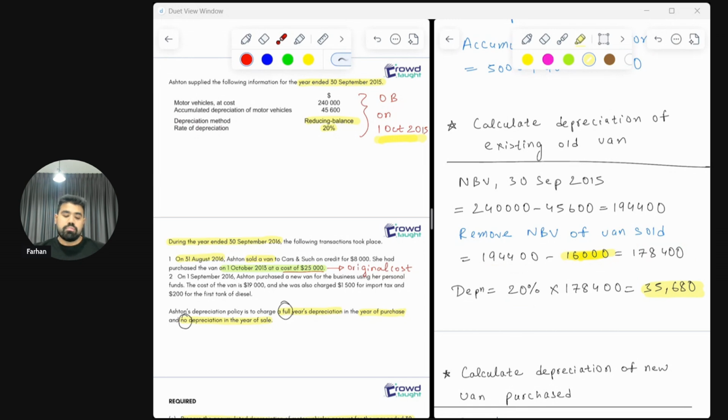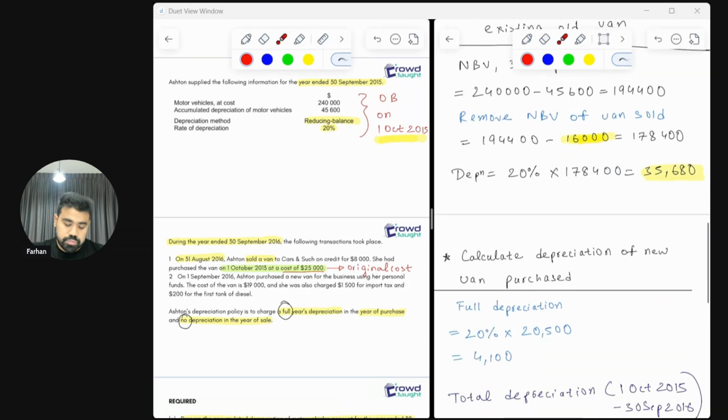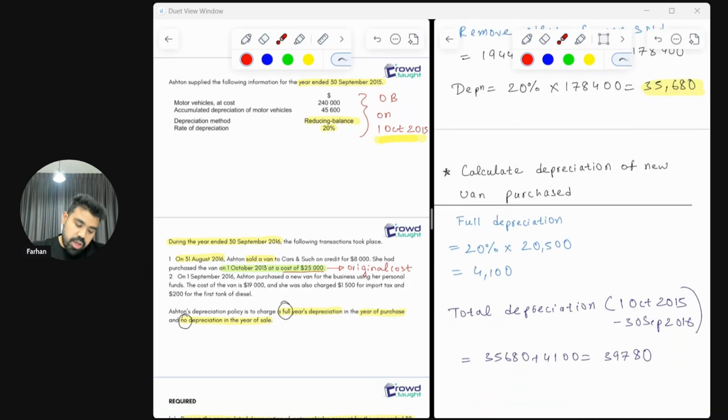All right. Now, we also purchased a new van, which is transaction number 2. And based on the company policy, any asset that we purchase in the year of purchase, we must apply a full depreciation. Now, the full depreciation is basically the percentage multiplied with the total cost. Now, what is the total cost? As you can see, we are given so many numbers here for transaction 2. The cost of the van is $90,000, and she was also charged $1,500 for import tax and $200 for the first tank of diesel, right?